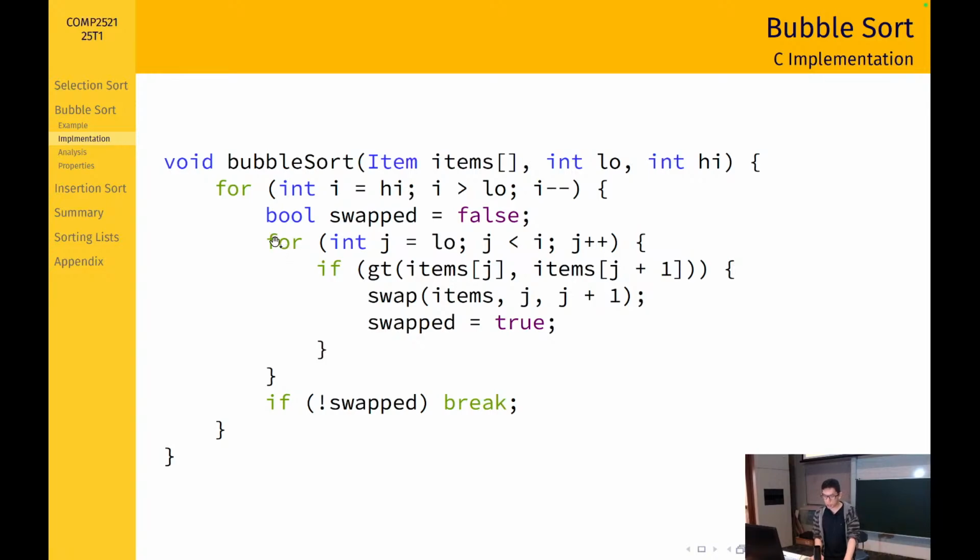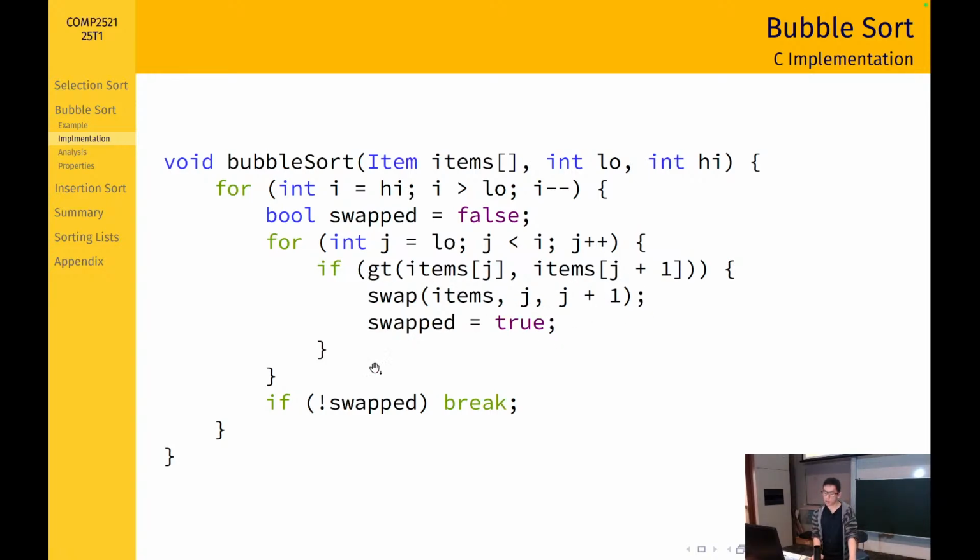Okay, so in the inner loop, you can ignore the swapped variable for now. We'll talk about the inner loop first. In the inner loop, we make one pass through the array. The inner loop is responsible for making a pass through the array, and during the pass, we compare adjacent items. So we compare item j to item j plus 1. If item j is greater than item j plus 1, that means the items are out of order, so we swap them. We swap index j and index j plus 1.